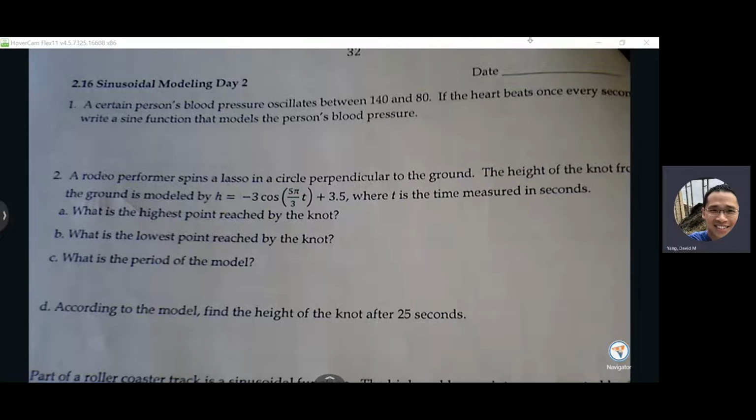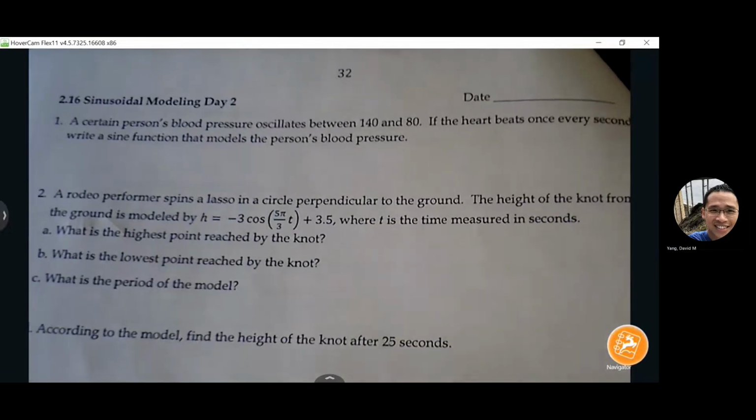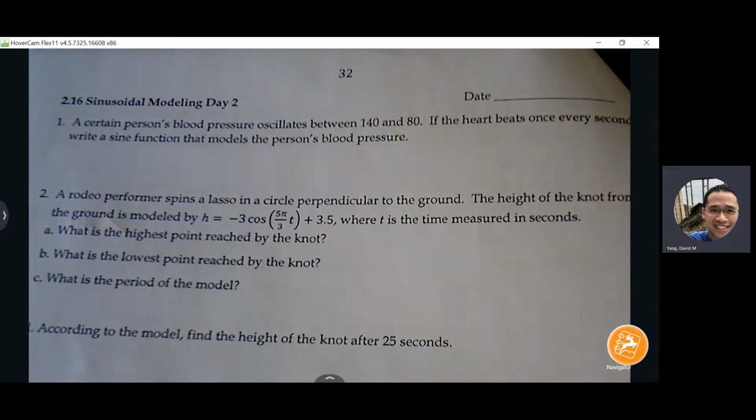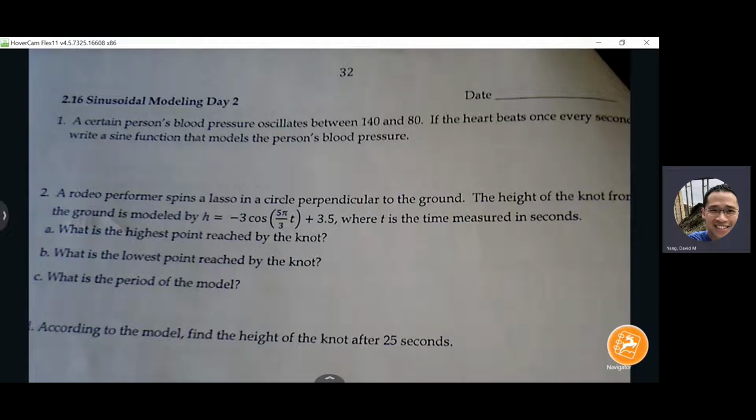Okay, so if you guys can turn to page 32. Now, before we start, sometimes they tell you what the function is, and that kind of helps. Other times when they don't tell you the function, it's always good to go back and think about what the parent graph of the sine and cosine looks like, and use that to help us decide certain things.